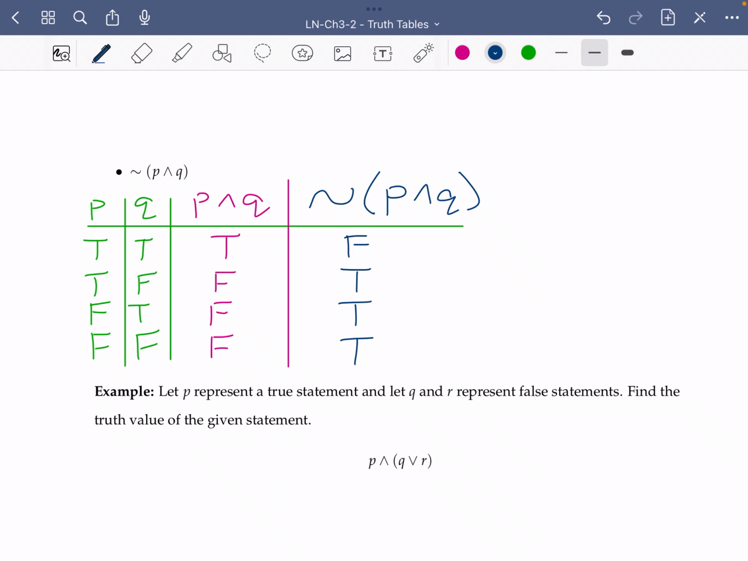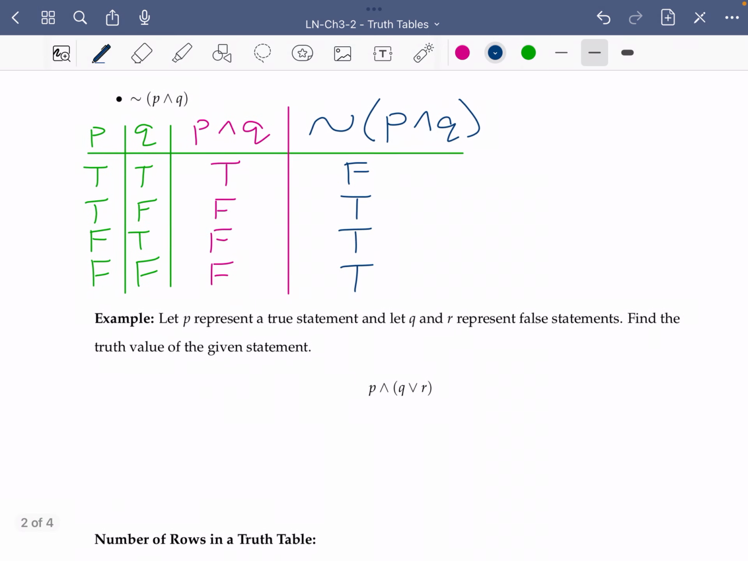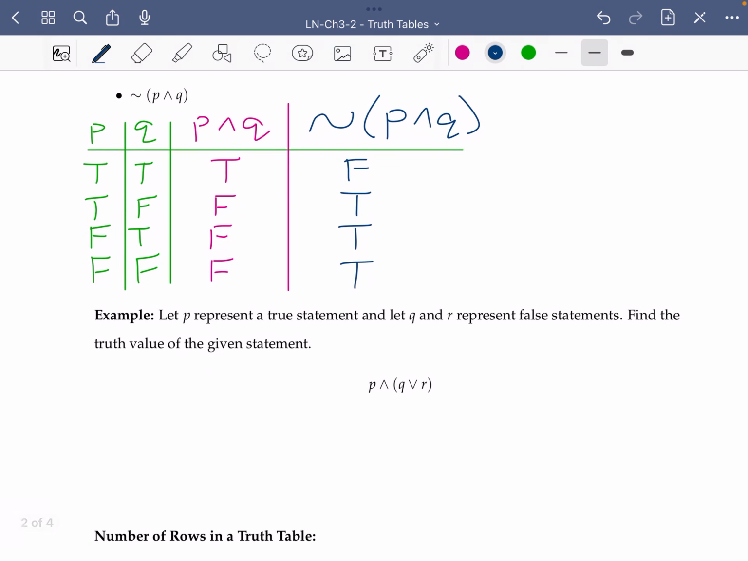That's how we go about building a truth table if we're trying to build the entire truth table. Now, it could be that we're not looking to build an entire truth table. We could have examples where they tell us a specific truth value for P and Q, and we don't need to build all of this. So let's look at this example here. Here we are told that P represents a true statement, so the truth value of P is going to be true. Q and R are both going to be false statements.